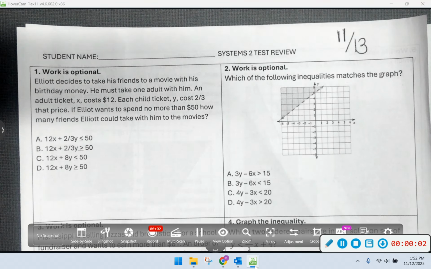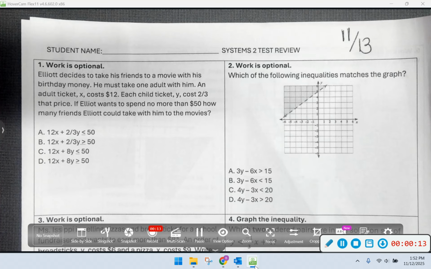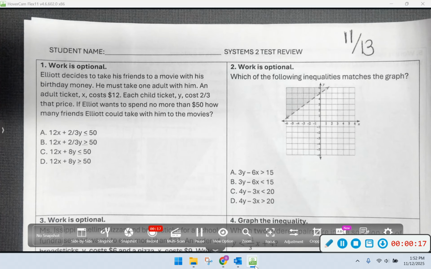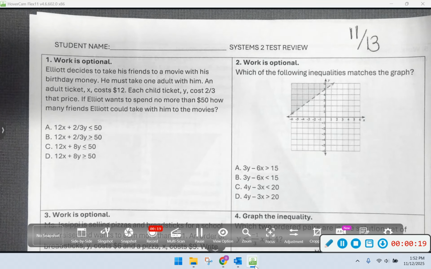Hey guys, this is the review for your Systems 2 test, which happens on Friday, November 14th. This review mirrors the test. Please pay attention to the bolded words at the top because that tells you what you need to do, if you need to show work or not.